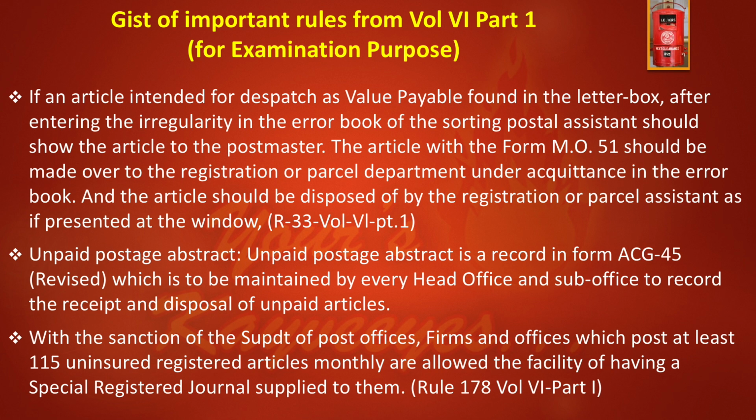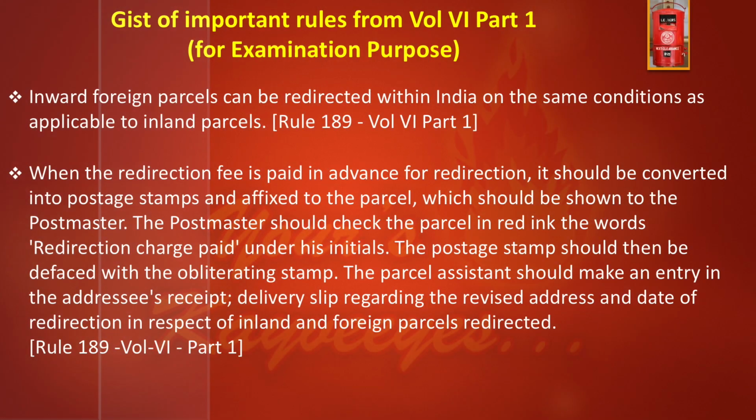Unpaid postage abstract. Unpaid postage abstract is the record in Form ACG 45, which is to be maintained by every head office and sub office to record the receipt and disposal of unpaid articles. With the sanction of the Superintendent of Post Offices, firms and offices which post at least 115 uninsured letters or articles monthly are allowed the facility of having a special registered journal supplied to them. Rule number 178. Inward foreign parcels can be redirected within India on the same condition as applicable to inland parcels.